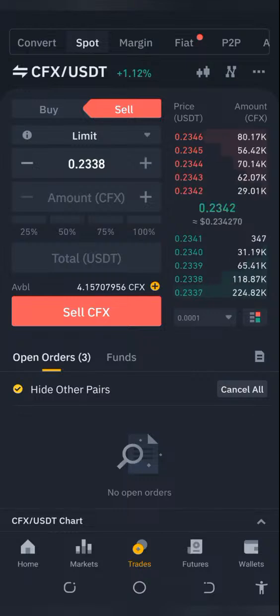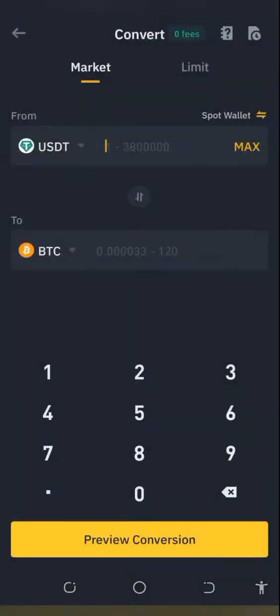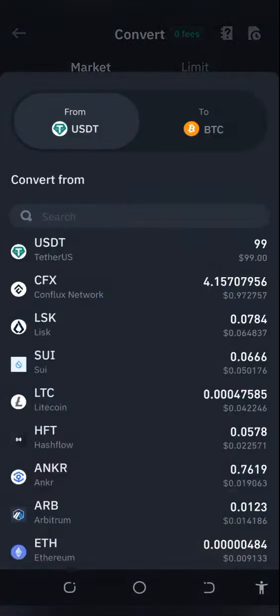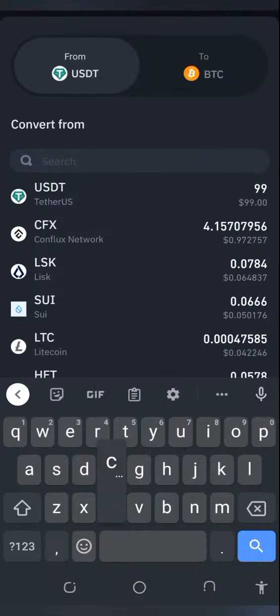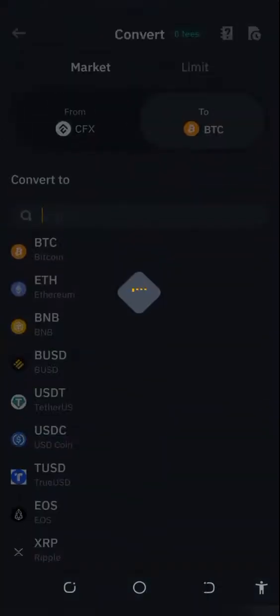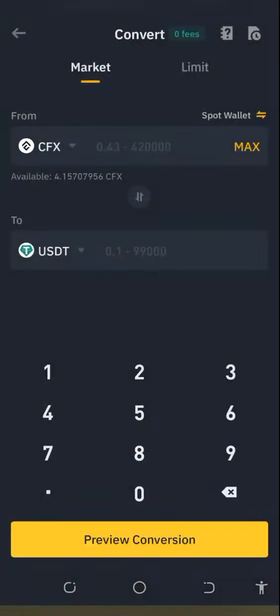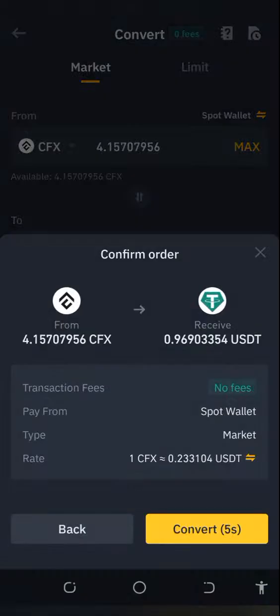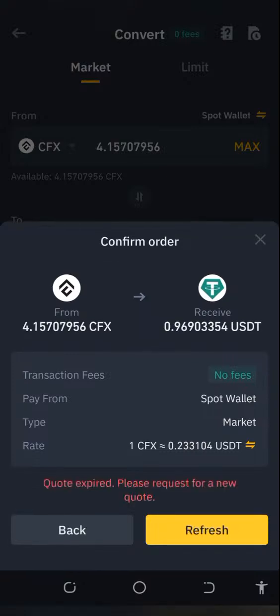4.15. Okay, we sent out 4.26. Now it's at 4.15. Obviously, we cannot change it here. So we have to go back to our convert and then we will put that in here. CFX. Okay, and then USDT. And let's see how much. Max. Let's see how much we get. I was too much in a hurry to get that back. Oh, we lost 4 cents. Is it 4 cents? About 3 cents thereabouts.